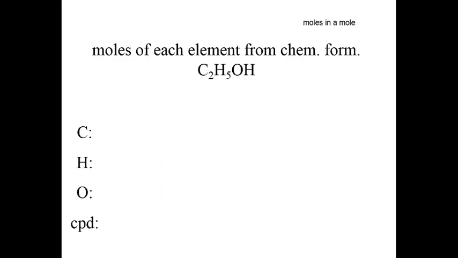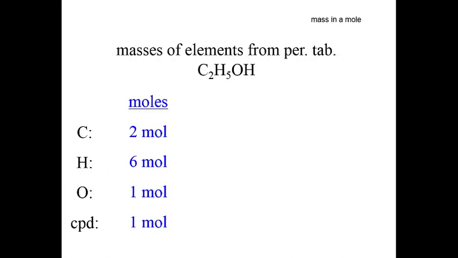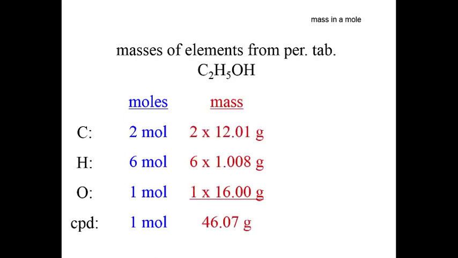The chemical formula tells us that there are 2 moles of carbon, 6 moles of hydrogen, and 1 mole of oxygen in 1 mole of compound. The molar masses of the elements are found on the periodic table. The molar mass of carbon is 12.01, so the mass of carbon in ethanol is 2 times that amount, or 24.02 grams. It is 2 times that amount because there are 2 moles of carbon in a mole of ethanol.